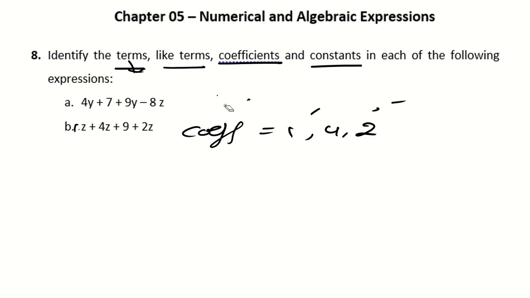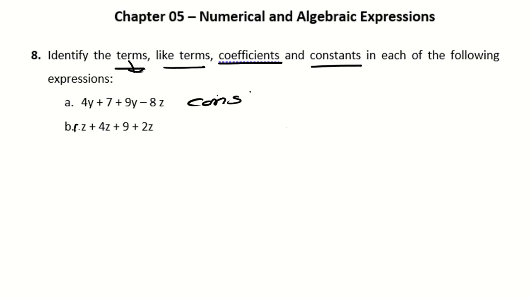Now what do they say next? Next they say constant terms. Constant term means without a variable. So what is the constant term here? 7. And what is the constant term here? It is 9. Okay, hope this question is clear. Very easy question for you. So again, like terms means the variable should be the same and the power also should be the same.